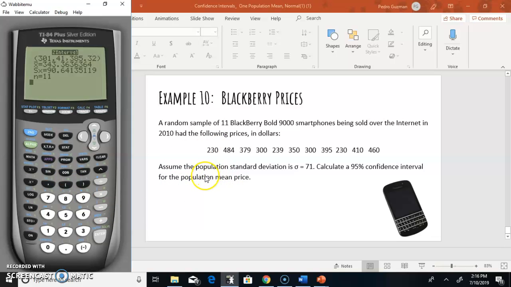Okay, so there you have it. That is all of confidence intervals for estimating a mean when the population standard deviation is known. Let me know if you have questions.